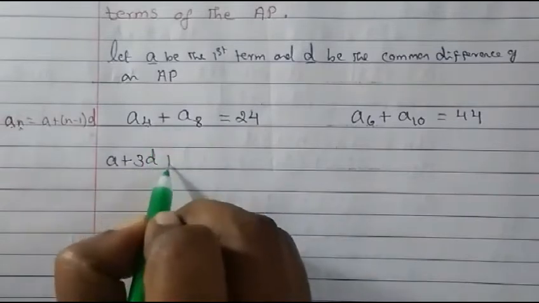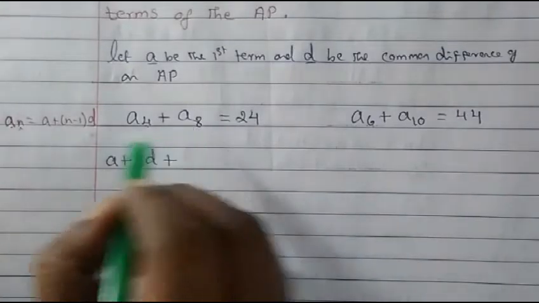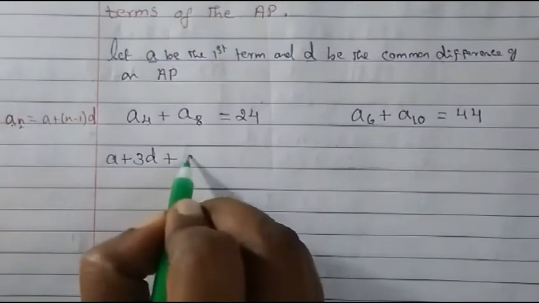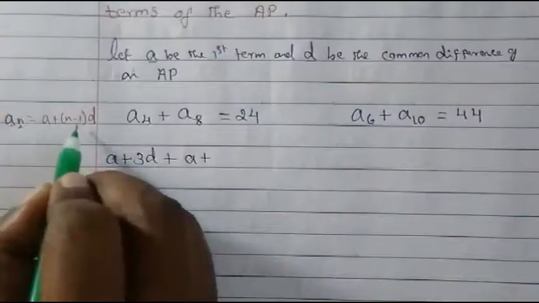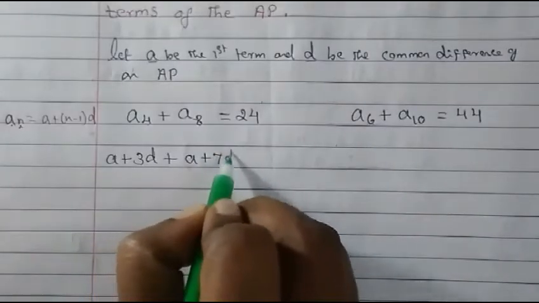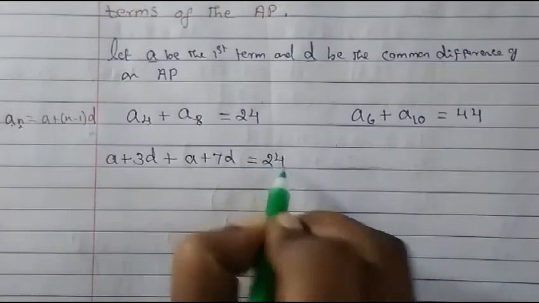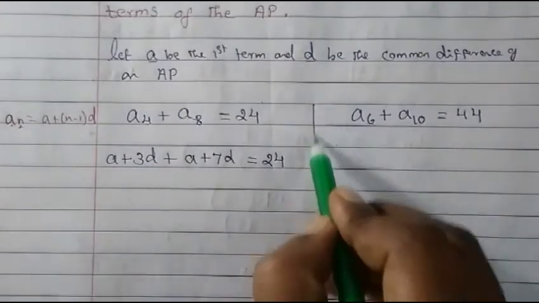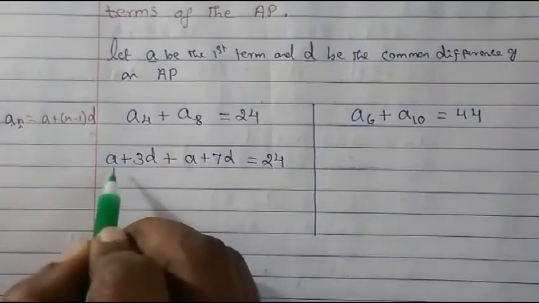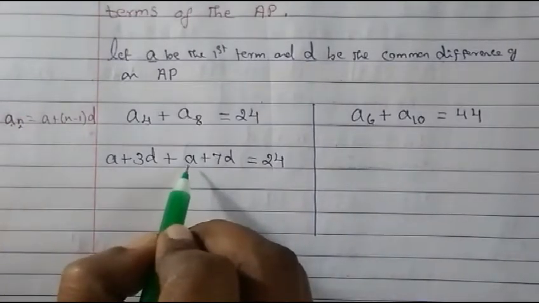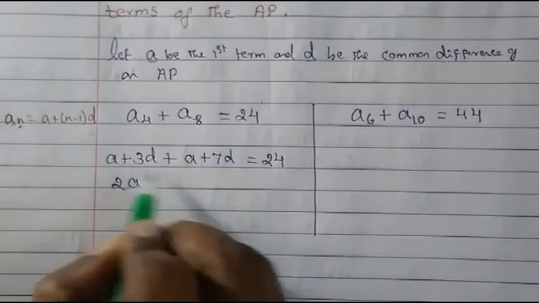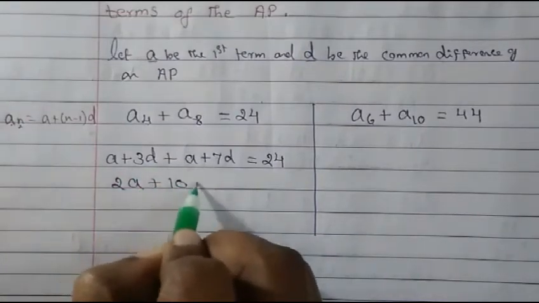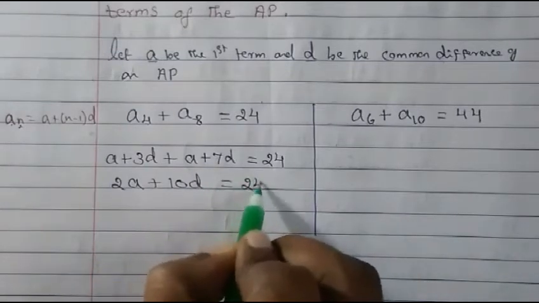Now this plus is here. If it is A8, then it will be A plus 8 minus 1, which will be 7D, and this is equal to 24. So let's simplify this now. Plus A, here also plus A, so total we have 2A. Then plus 3D and 7D will give us 10D is equal to 24.